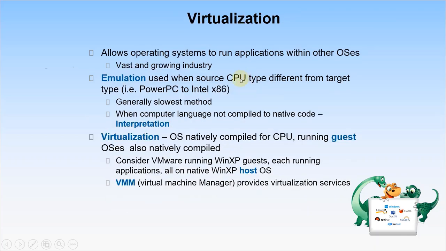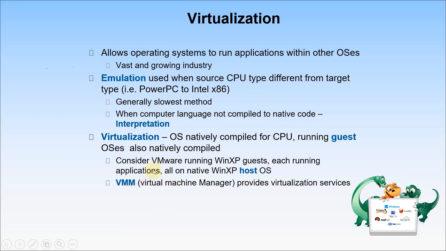Virtualization allows an operating system to run applications within other OSs, a fast growing industry. Sometimes we use emulation, software used when the source CPU type is different from the target type. Generally it is the slowest method. When a computer language is not compiled to native code, we need an interpreter. With virtualization, the OS is natively compiled for the CPU, running guest OSs also natively compiled. Consider VMware running Windows XP guests, each running applications, all on the native Windows XP host OS. It also requires a virtual machine manager, which provides virtualization services.